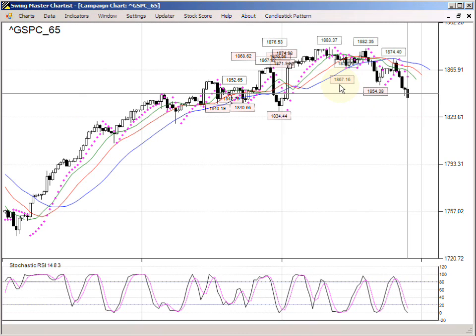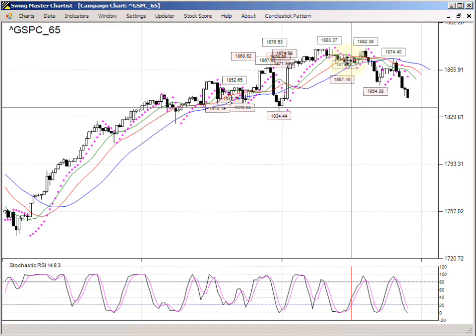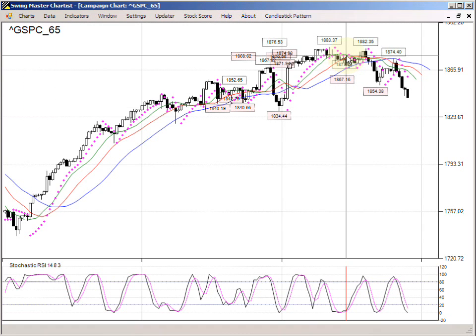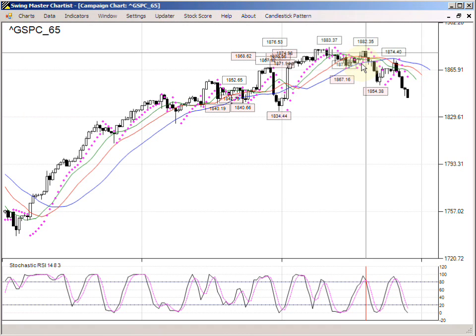The first breakout price was the 1867.16. And we can see that at that point, at least, the Stochastic RSI was in an oversold condition. Now, when the breakout occurred, or immediately prior to the breakout, we can see that the Stochastic RSI was in a very overbought condition, which is ideal for a short trade setup.